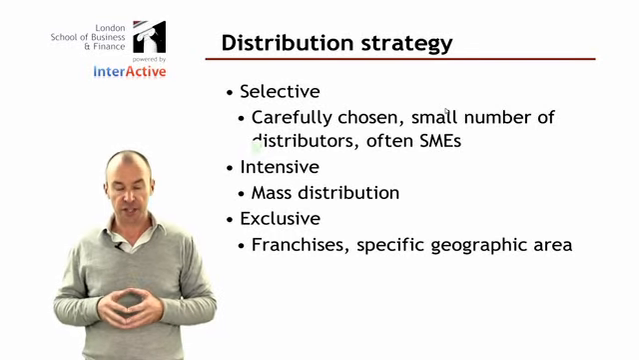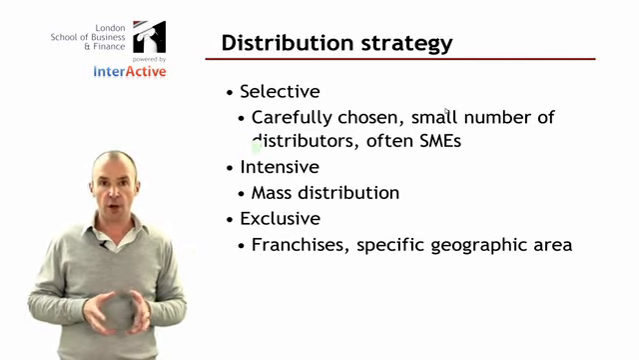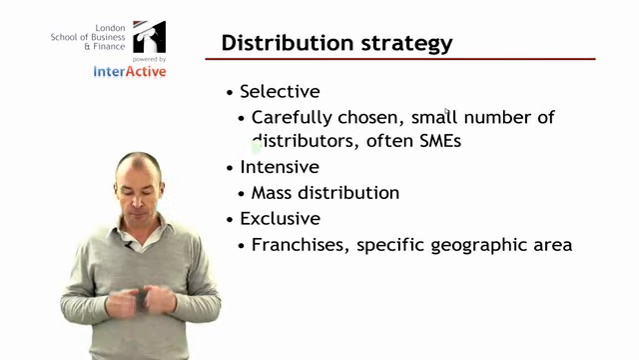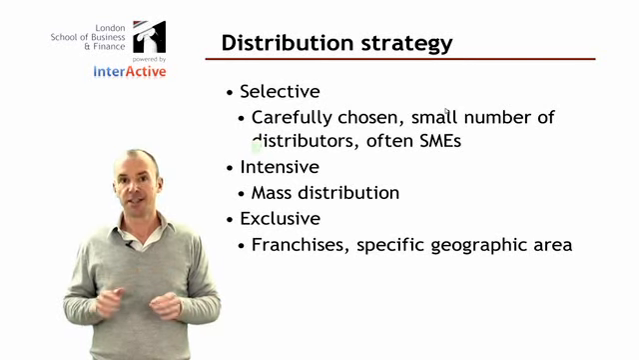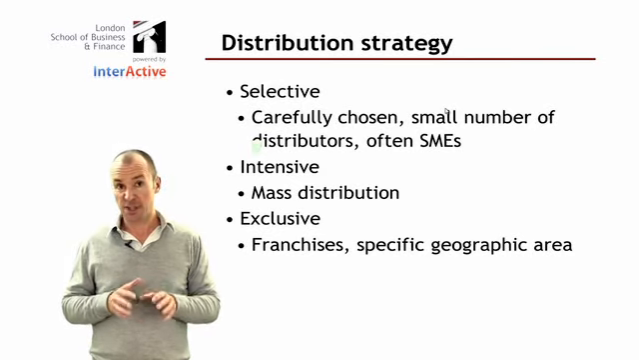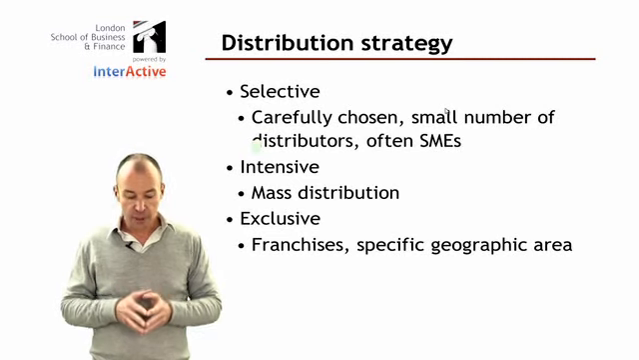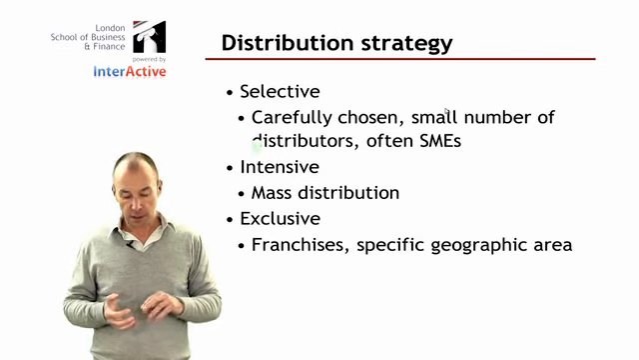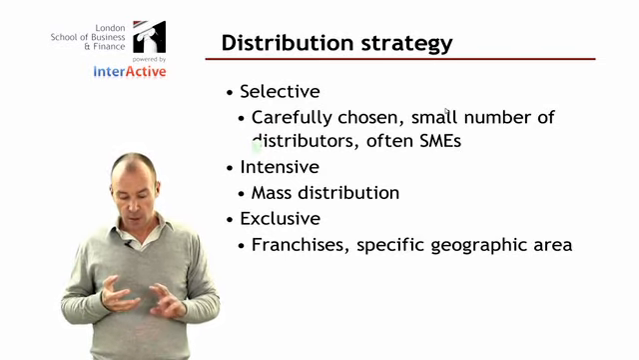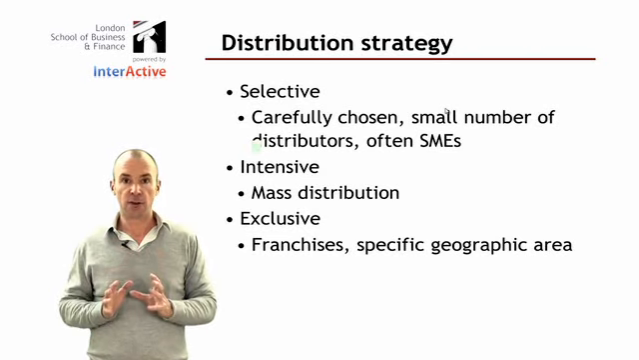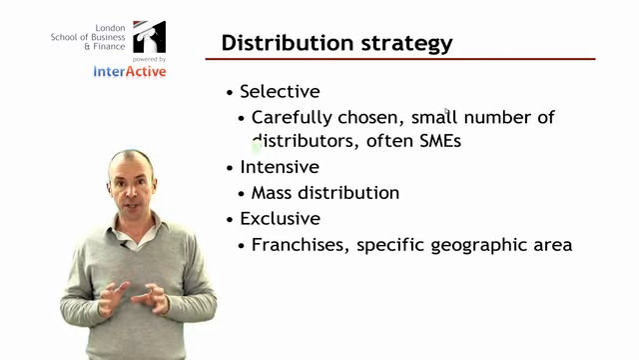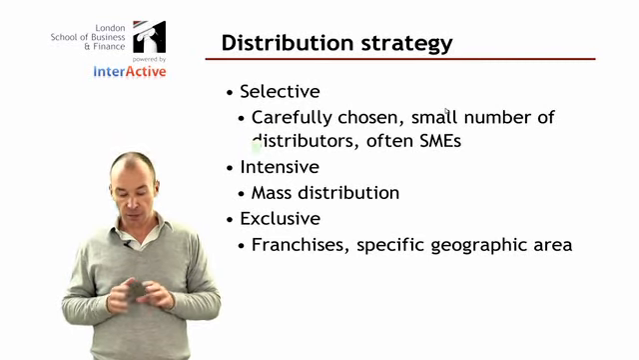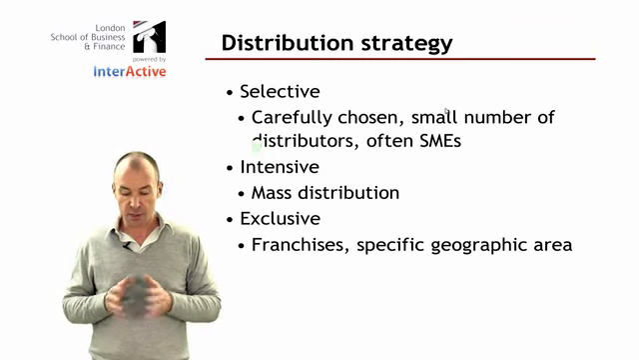The second strategy that we may take is an intensive strategy. We'll very often find this for fast-moving consumer goods. Mass distribution. We want to have our product in the most number of places possible to be able to meet customer needs. The way that this is done is quite different from the selective strategy. The final option that we might have is a more exclusive strategy. Very often you'll find this in the area of franchising. You may find it in high-end products where we need to look at the geographical concentration of the distribution channels to make sure that we don't have excess competition between those channels.